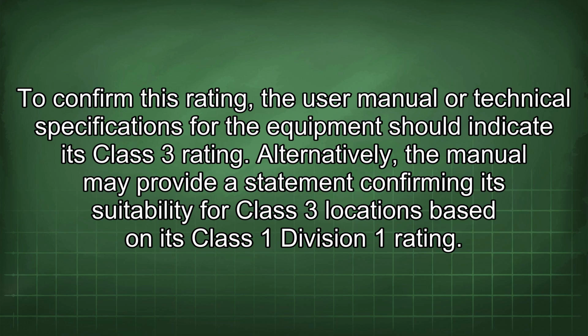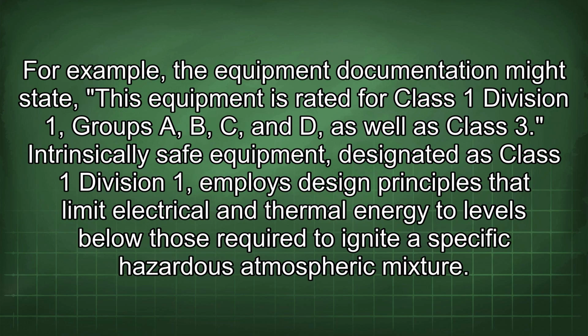Alternatively, the manual may provide a statement confirming its suitability for Class 3 locations based on its Class 1 Division 1 rating. For example, the equipment documentation might state, "This equipment is rated for Class 1 Division 1, Groups A, B, C, and D, as well as Class 3."